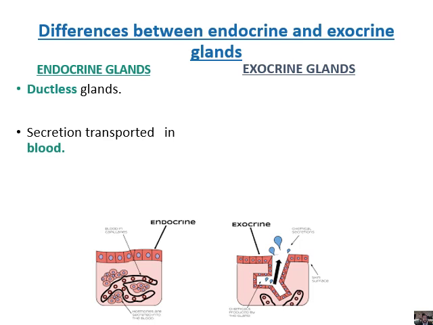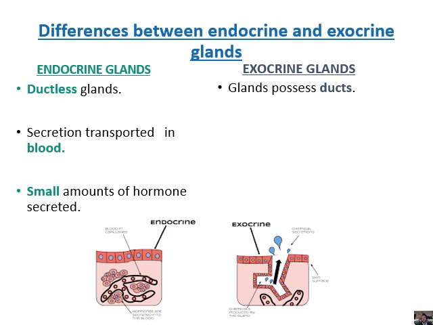Secretion is transported in the blood, and small amounts of the hormone are secreted. Because it's so specific and able to move through the blood to the target organ very quickly, we don't have to produce a lot. Whereas the exocrine glands possess ducts. You can see at the bottom where those water droplets are exiting that exocrine gland, it's being released into an open cavity, whereas the endocrine glands are released directly into the blood.